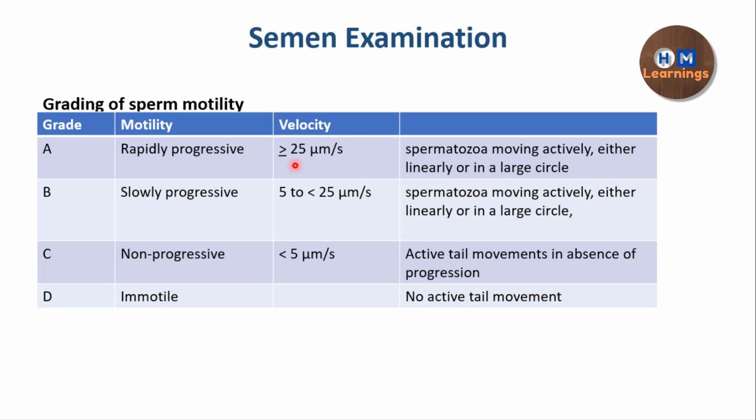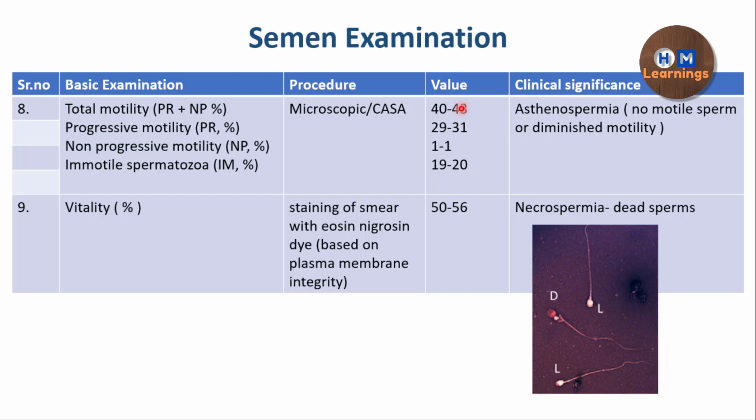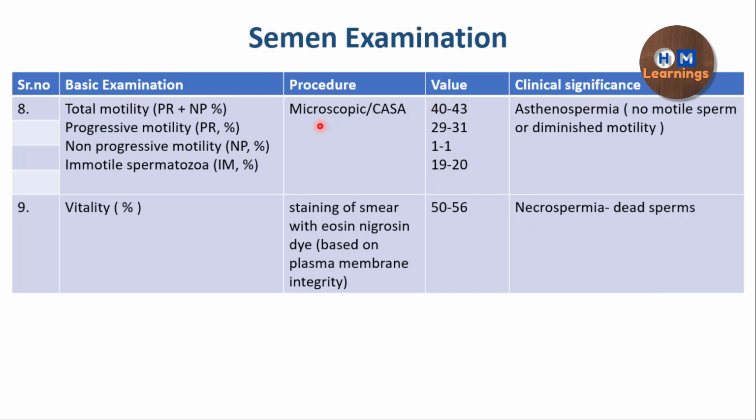So rapidly progressive means it is covering a distance of more than or equal to 25 micrometers per second. Progressive means it is moving ahead in a forward direction, either linearly or in a large circle, but it is moving forward. Slowly progressive means it does not have that much velocity, but it is moving actively either linearly or in a large circle. Non-progressive means there is active movement of the tail, but there is no progression. Immotile means there is no movement of the tail at all.